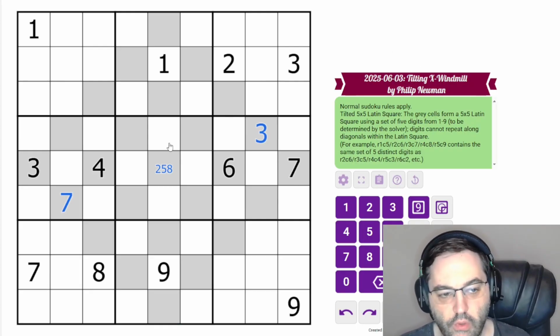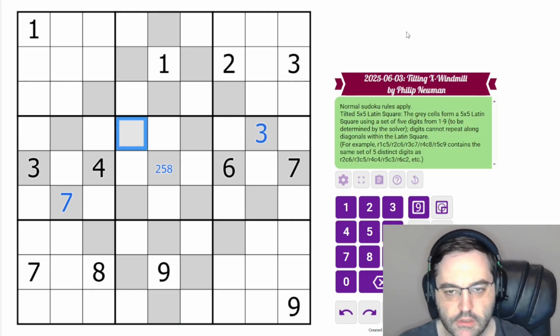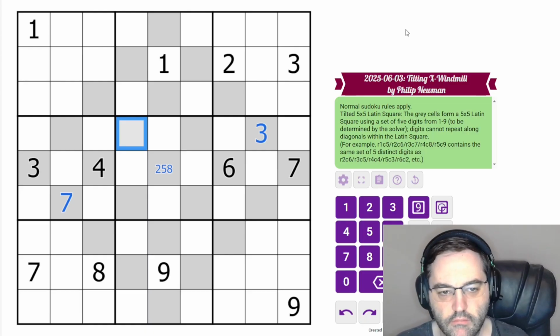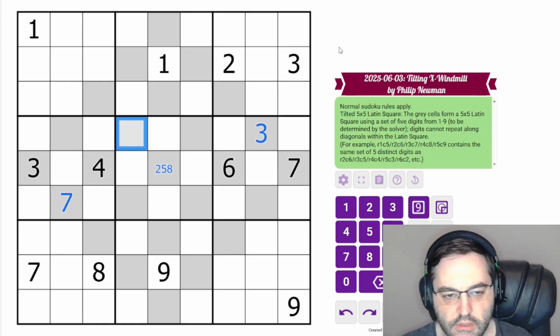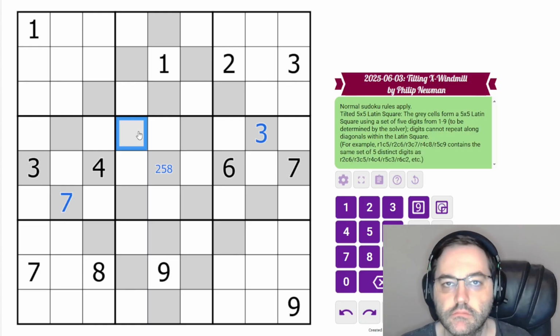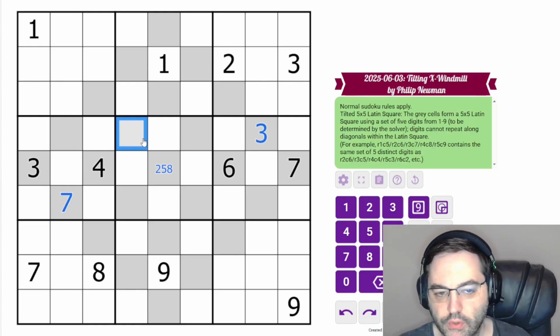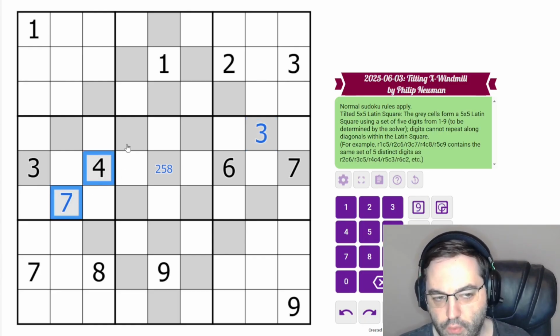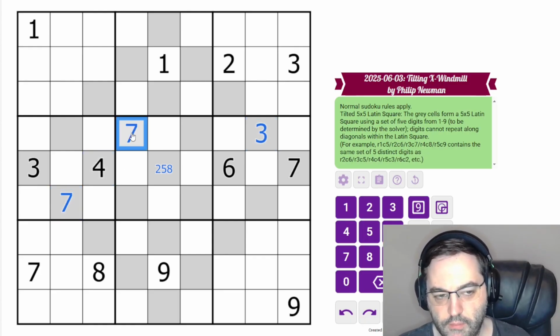We can do some more with that, but the other type of deduction that's kind of the most basic deduction that you can make in Sudoku is called a naked single. And so that's where we're asking what digit can go in this cell. It's limited to only one possibility. It's not whatever the central digit is. It's not 3 in the row, and it's not 4 or 7 in the Latin square, so it must be 6.